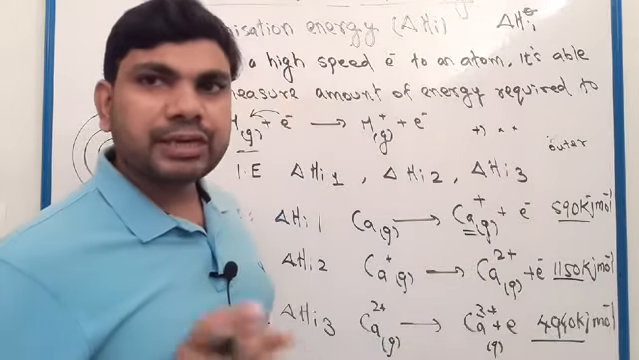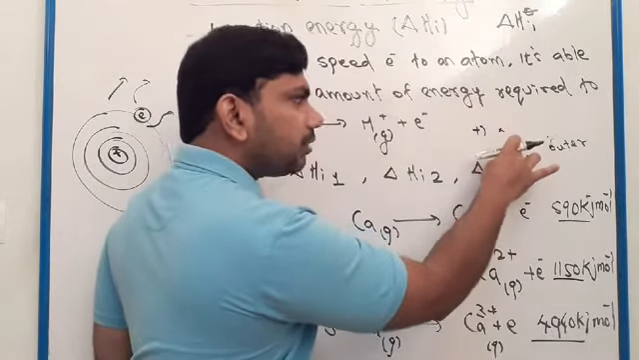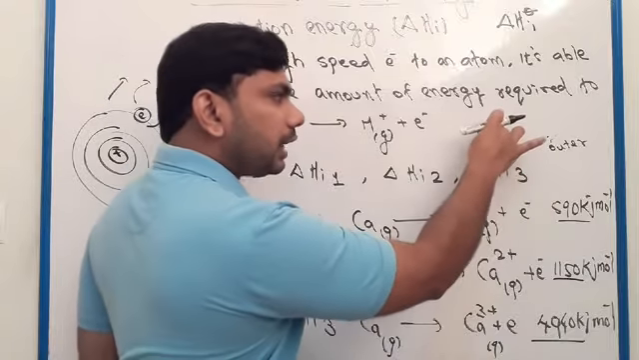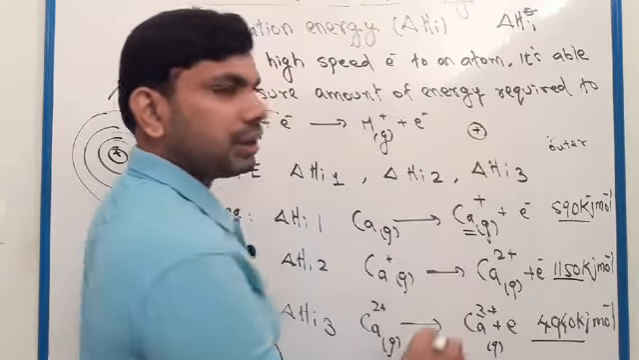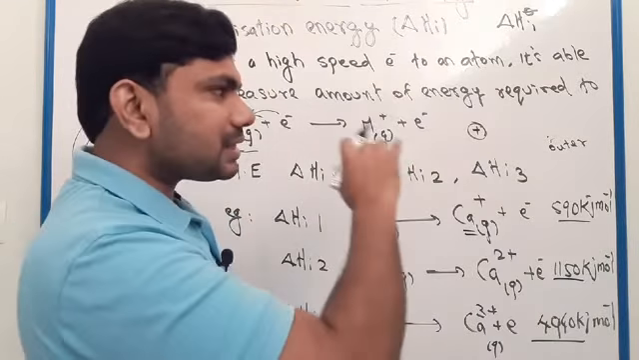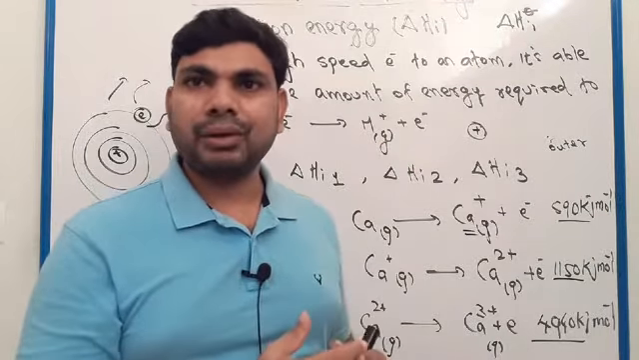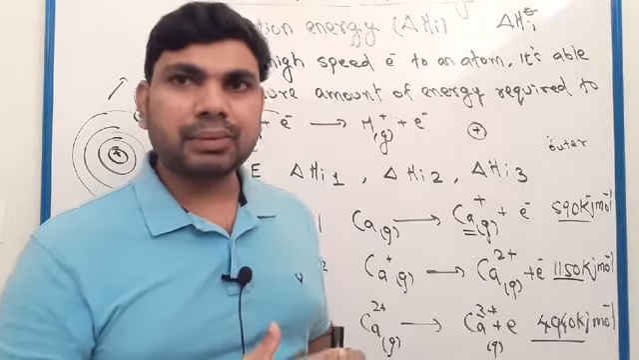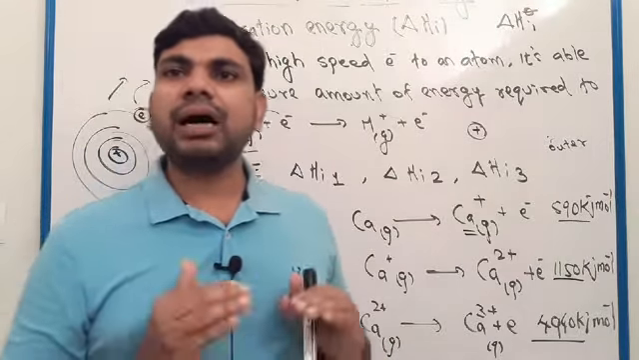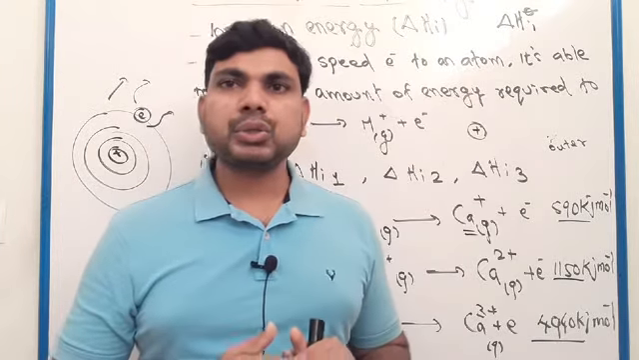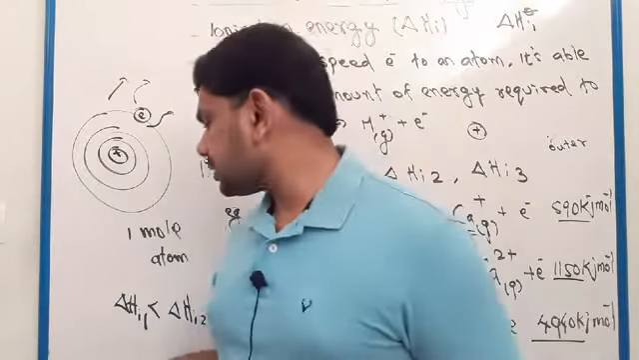This is second ionization enthalpy. Again we removed this electron, third ionization enthalpy. Fourth ionization enthalpy. Finally there is only the nucleus. So this step by step removal of electrons from a gaseous atom is called successive ionization enthalpy. So successive ionization enthalpy energy order is like this.